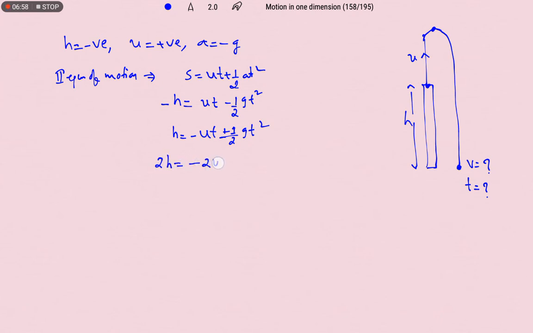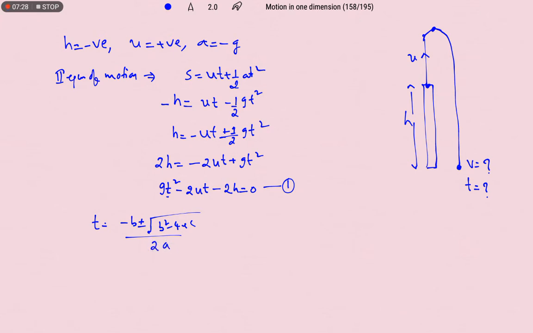So 2h equals minus 2ut plus gt square. So we can write it as gt square minus 2ut minus 2h equals 0. So this is the quadratic expression. Now I am going to find out the time. By solving with minus b plus or minus root of b square minus 4ac by 2a, this expression I am going to use to find out the time taken on reaching the ground.